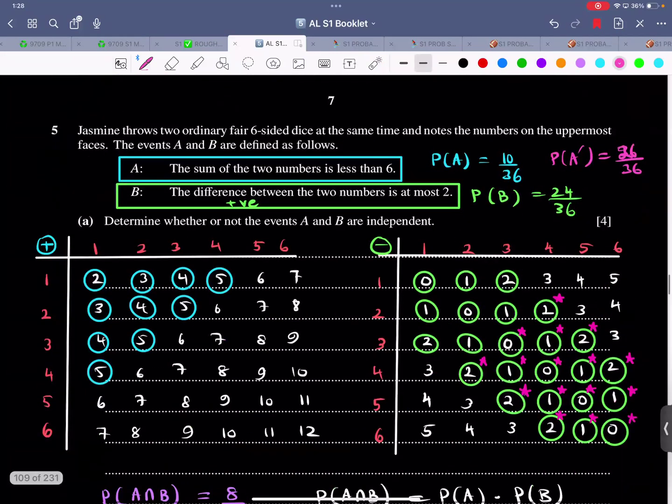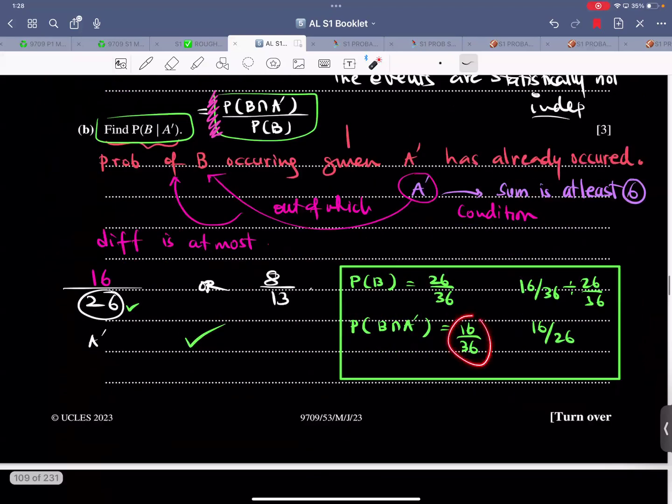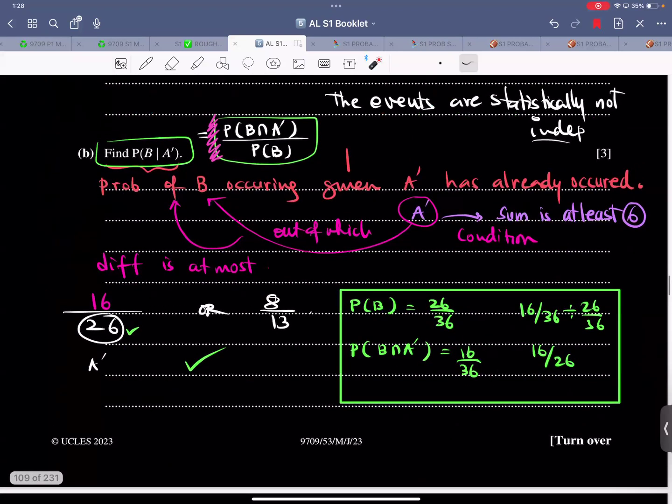What is B? The sum of the 2 numbers is at most 2. At the same time, A complement is all these 26 possibilities, all these ones. So now look at these common ones. From these green ones, these are the common ones that go over here. So 1, 2, 3, 4, 5, 6, 7, 8, 9, 10, 11, 12, 13, 14, 15, 16. So that comes out to be 16 over 36. So basically the answer is 16 over 36 divided by 26 over 36.